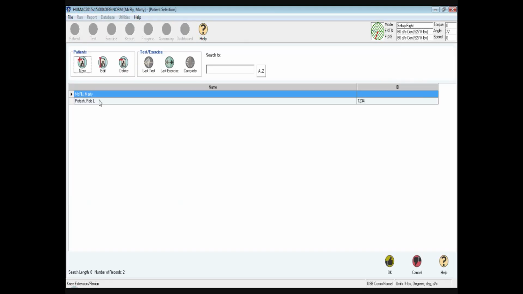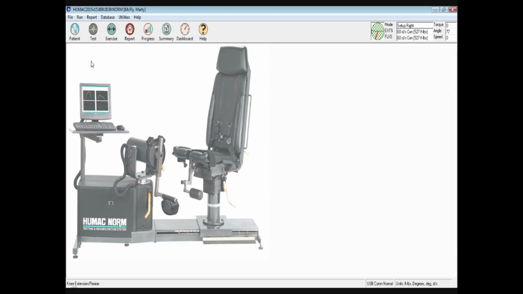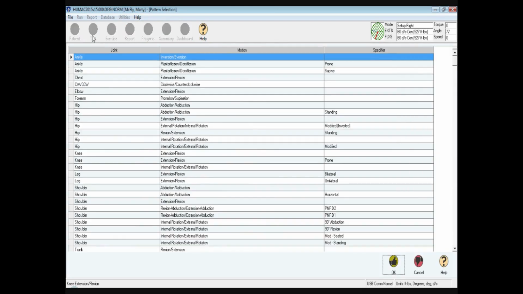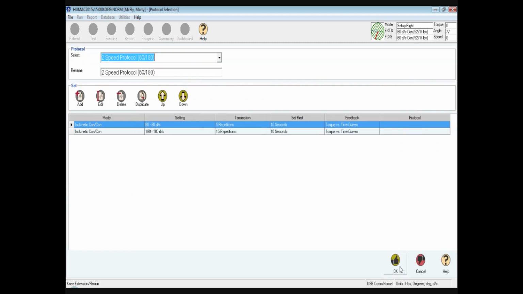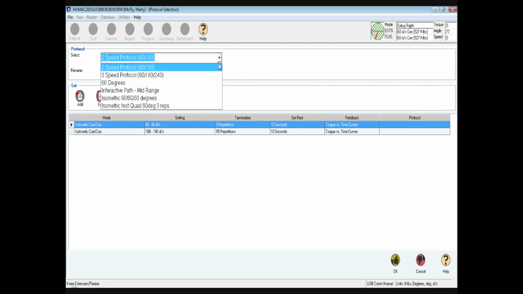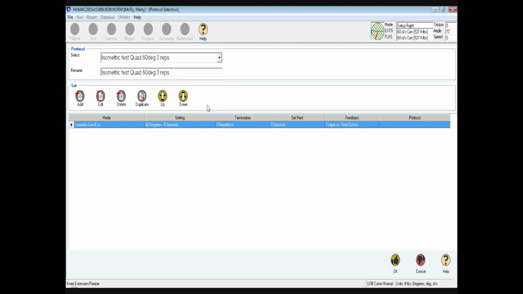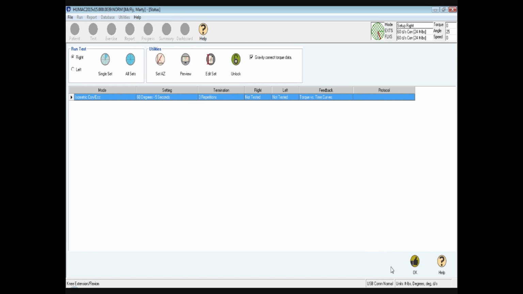Okay, so from your main screen, you have to select your patient first. So here I'm selecting my patient, then you click on test. From test, what you have to do is go down to the joint and action, so knee extension, sitting. Now you're going to select your protocol. If you don't have this protocol in your machine, it's very easy to do. In a previous video, I think it was the isometric stability, I went over how to write a protocol.